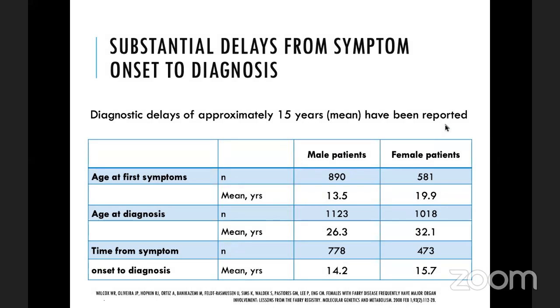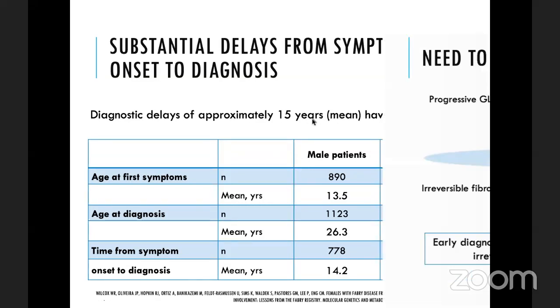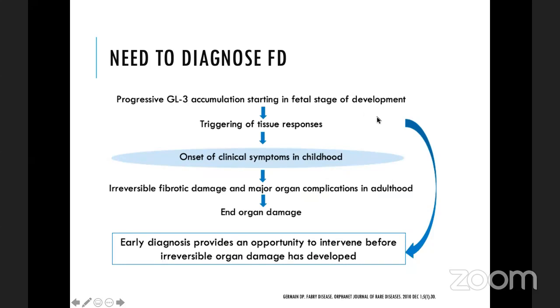Even though diagnosis is well understood, studies show that there is a diagnostic delay of approximately 15 years. And this is important because progressive GL3 accumulation starting in the fetal stage leads to triggering of tissue response, and the onset of clinical symptoms starts in the childhood stage, with irreversible fibrotic damage and major organ complications in adulthood. Therefore, early diagnosis provides an opportunity to intervene before irreversible organ damage has developed.